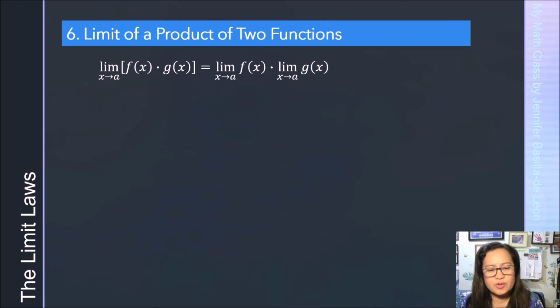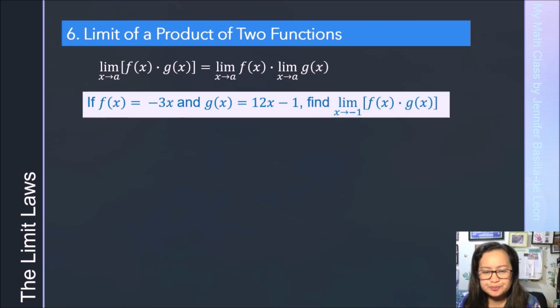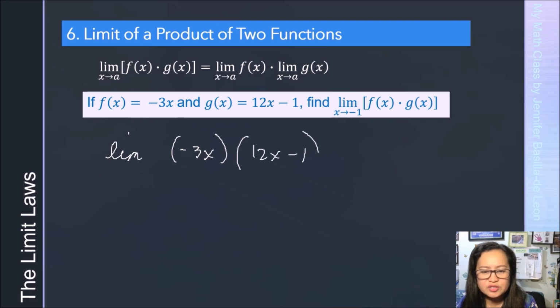What about if we have a limit of a product of two functions? Just like in the rule, if we have f of x as negative 3x and g of x still 12x minus 1, we are asked to find the limit of the product of f of x and g of x as x approaches negative 1. So we evaluate that. It's like the limit of negative 3x times the limit of 12x minus 1 as x approaches negative 1.